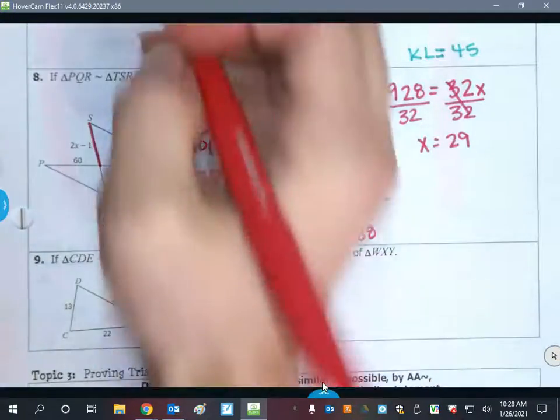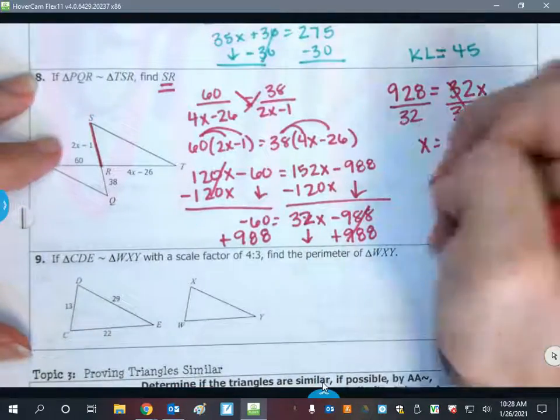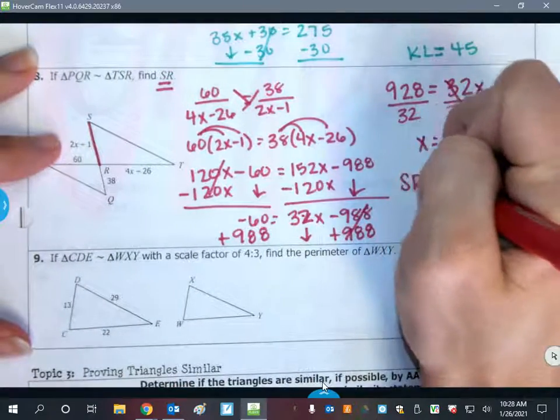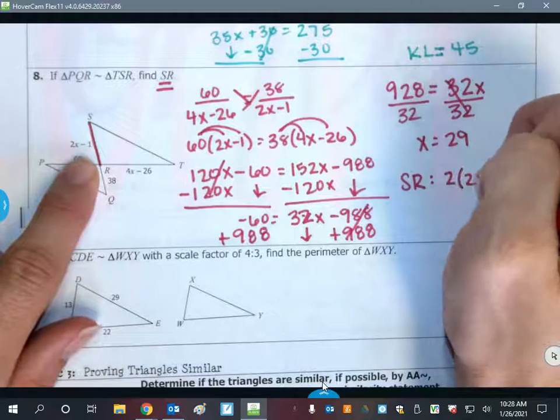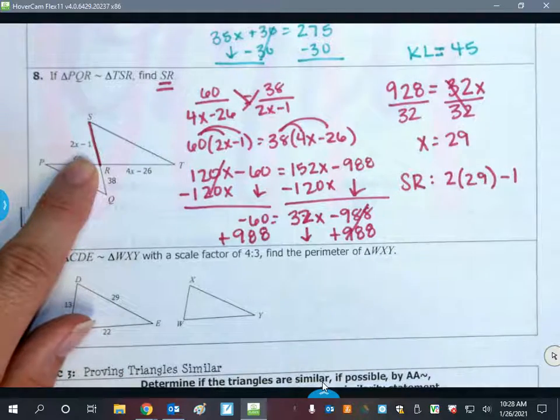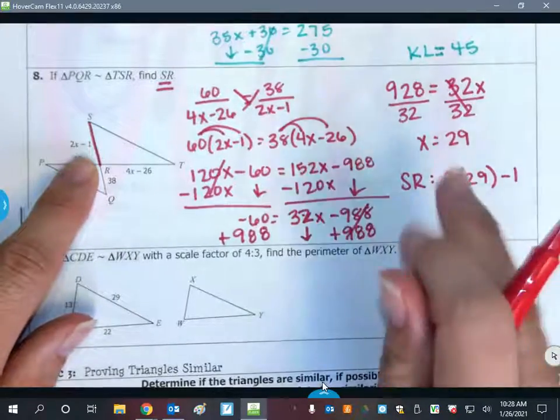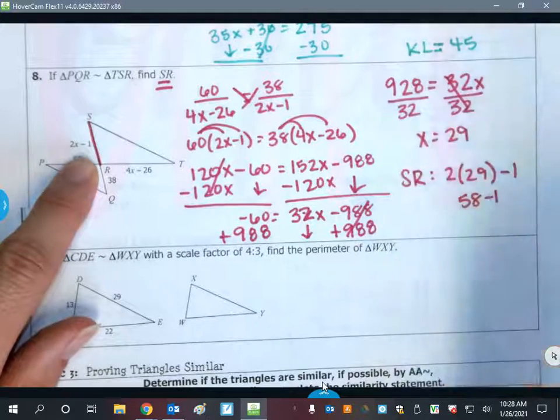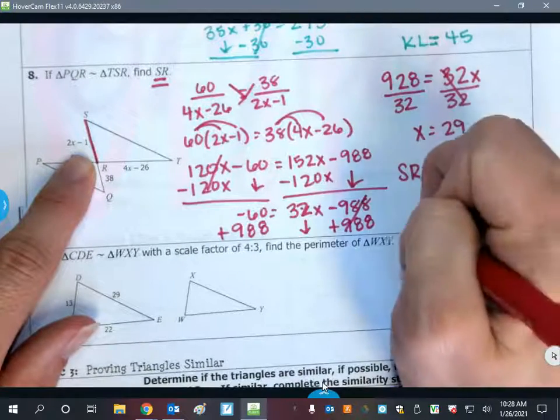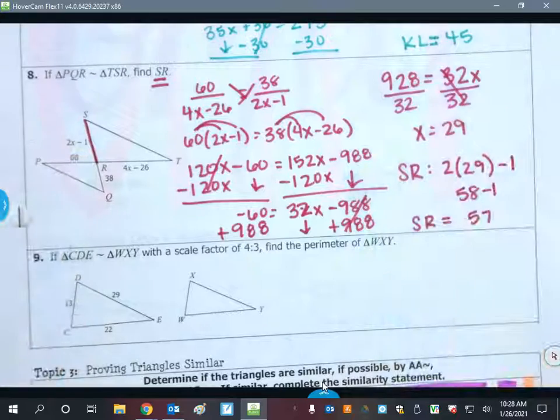We still have to find SR. So to find SR, you plug in x to 2x minus 1, so 2 times 29 minus 1. 29 times 2 is 58, and 58 minus 1 is 57. So hopefully you chose that SR is equal to 57.